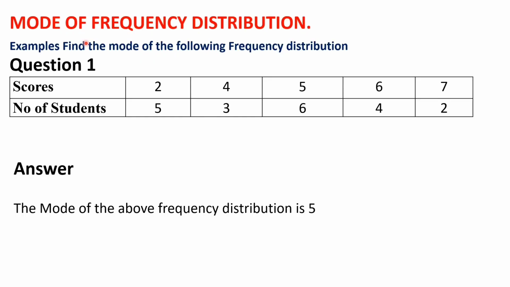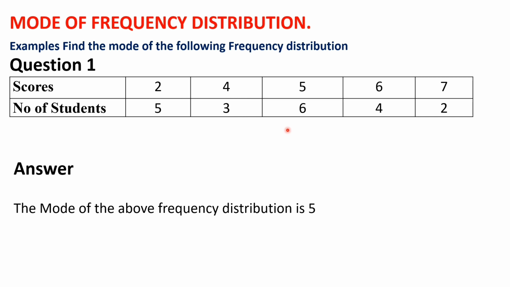Now how do we find the mode of a frequency distribution? Look at this question 1. We have the scores and the numbers of students. Now, what is the mode of this frequency distribution? In order to determine the mode, you have to know the meaning of frequency. Don't forget that I told you that frequencies tell us the number of times each element or observation repeats itself.